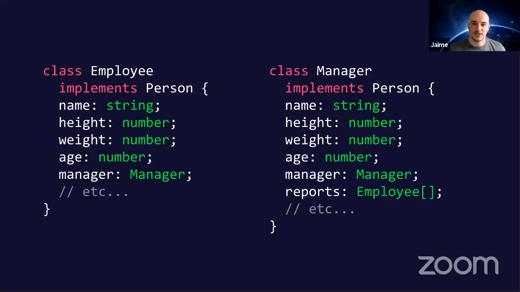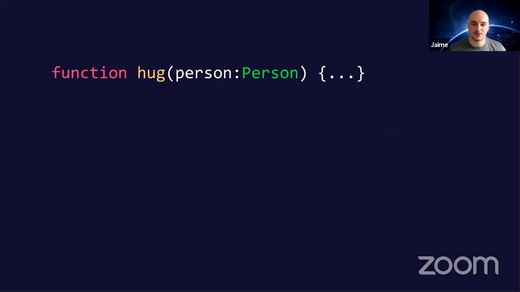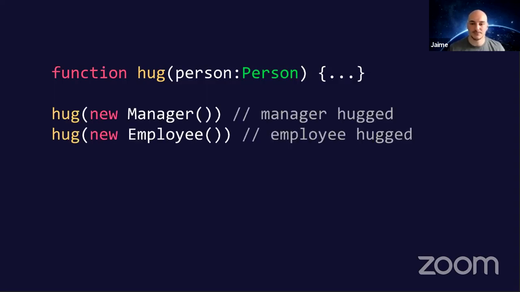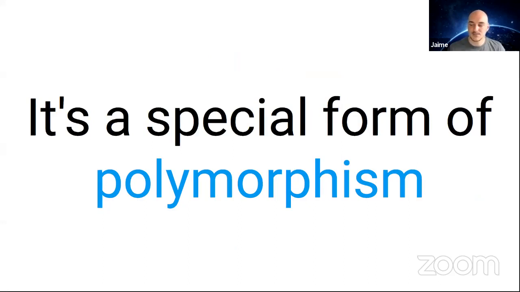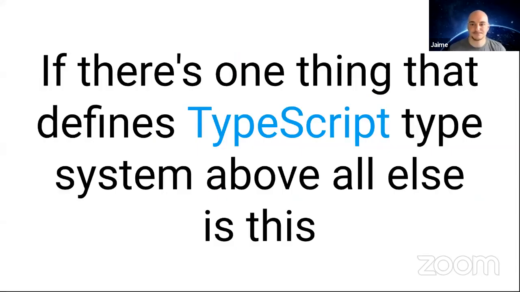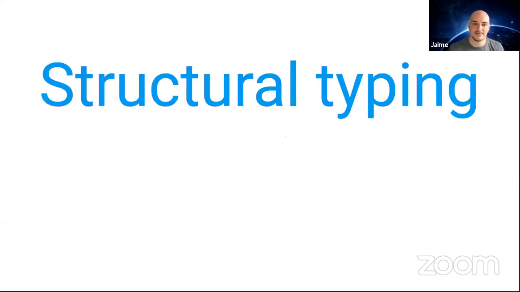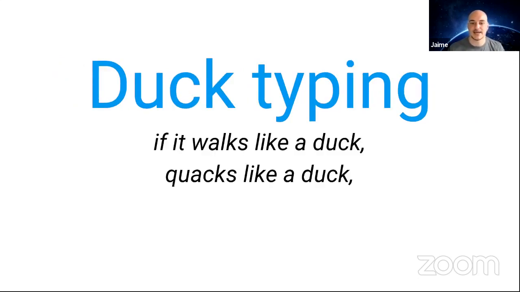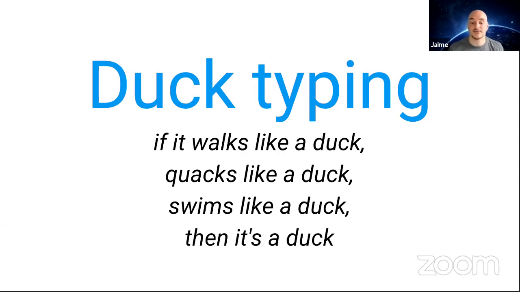So here we have an employee and a manager, both implement person, and therefore when we want to hack a person, we can use either a manager or an employee. But it's a special type of polymorphism. It's structural typing polymorphism. If there's something that defines TypeScript's type system above all else, it's this, that it has a structural type system. Structural typing is the fancy name for duck typing. So it says that if it walks like a duck, quacks like a duck, swims like a duck, then it is a duck.